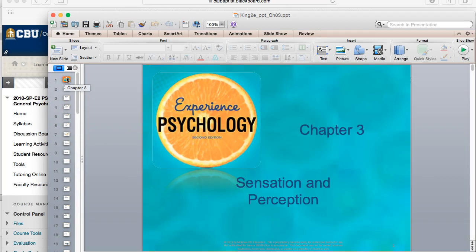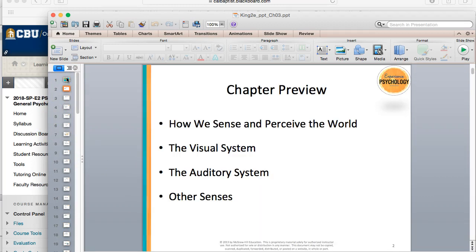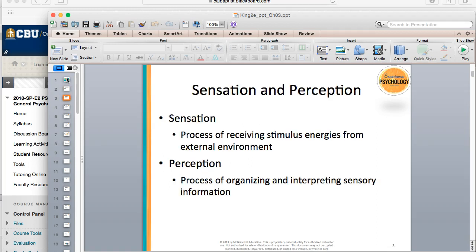So chapter 3, sensation and perception. This chapter will preview how we sense and perceive the world, the visual system, the auditory system, and other senses. So sensation. Of course, this is the process of receiving stimuli, energies from external environments. And this goes to speak to the touch, taste, sight, feel, all that stuff that you learned about in biology, of course. It speaks to sensation and perception and how it affects you in terms of psychology.